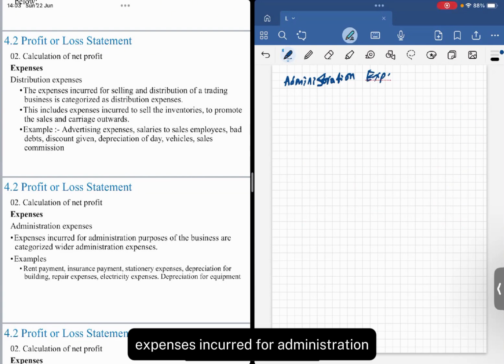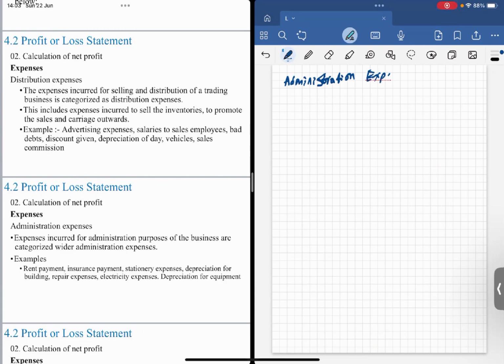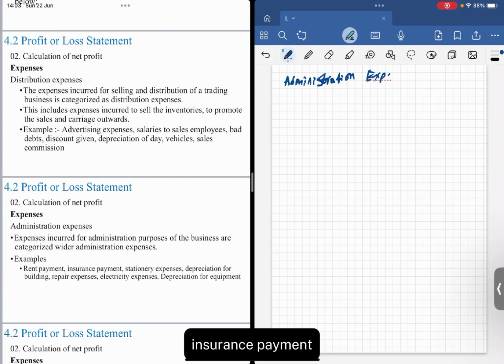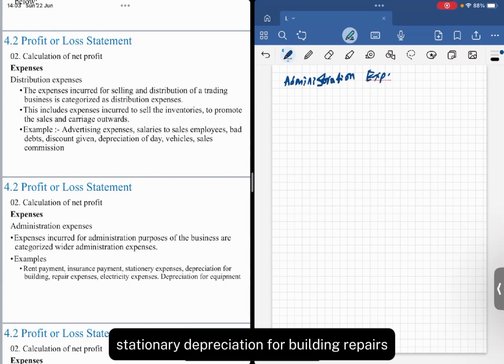Expenses incurred for administration purposes of the businesses are categorized widely as administration expenses. So examples include rent payment, insurance payment, stationery, depreciation for building, repairs, electricity, and depreciation of equipment.